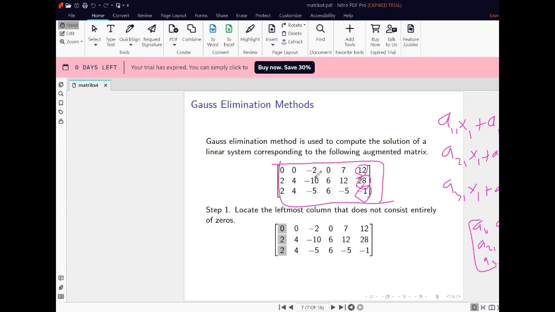You can guess. I'm not going to reduce your score when you say the wrong answer. You just say how many variables in this augmented matrix.